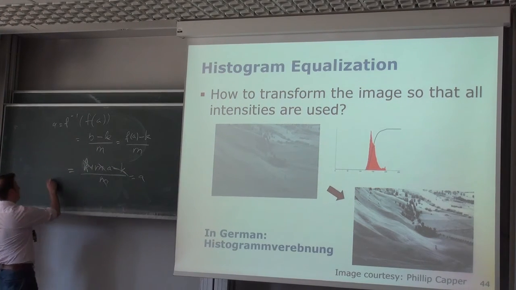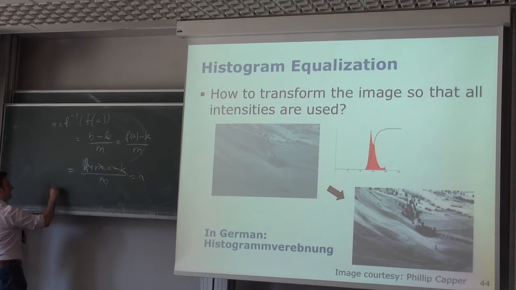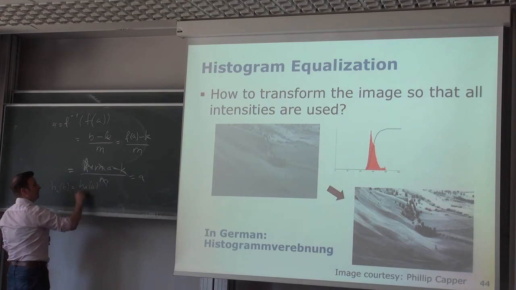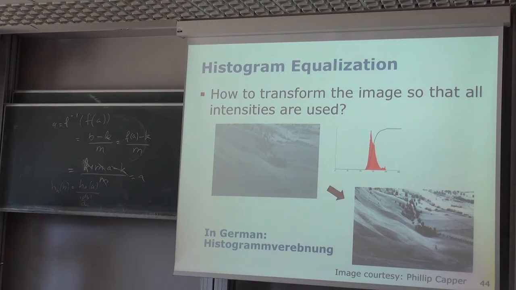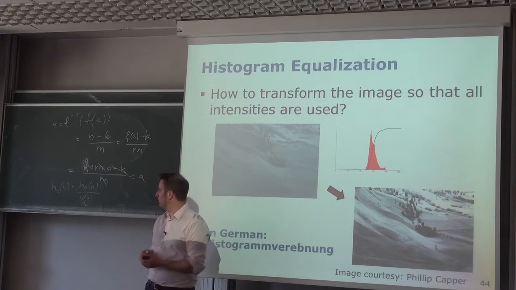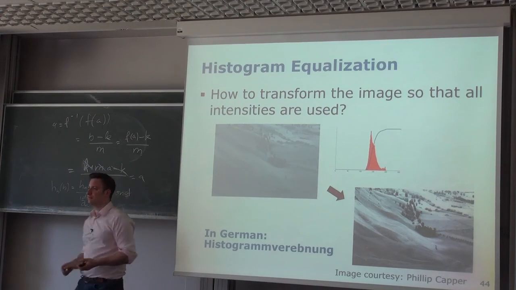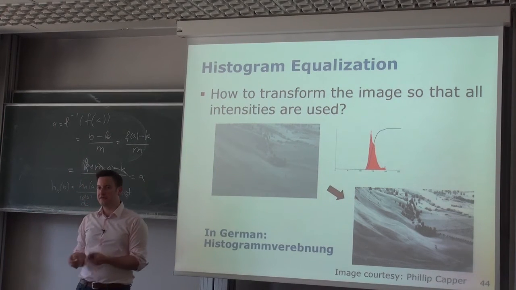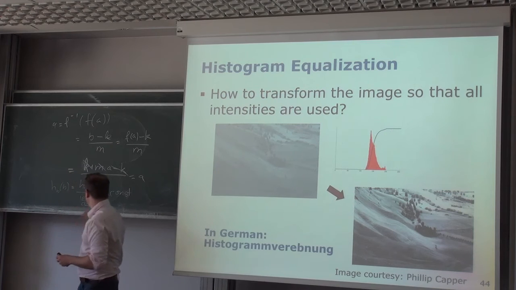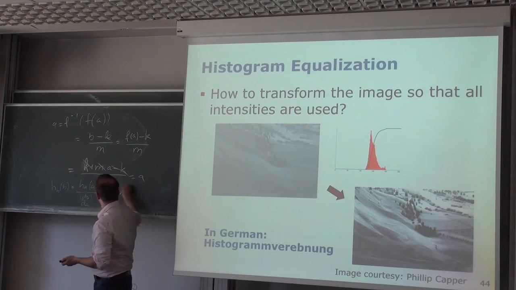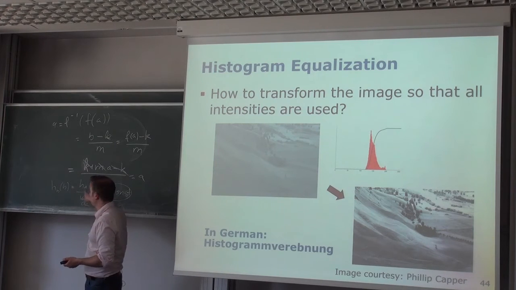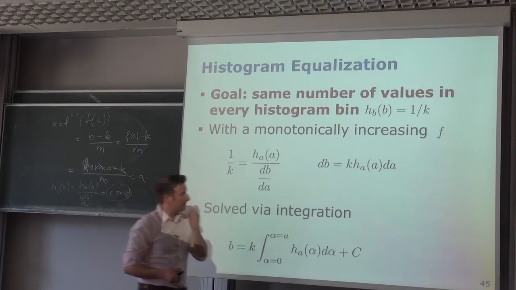before I had the equation h of b should equal HA of A dB divided by dA. This was the equation that we had before. So if I say every bin of the output histogram should have the same value, this should be a constant, right? Because one has the same number of intensity values in every bin. Saying that this should be a constant, I can specify how this function f should look. So let's have a look at how that works.